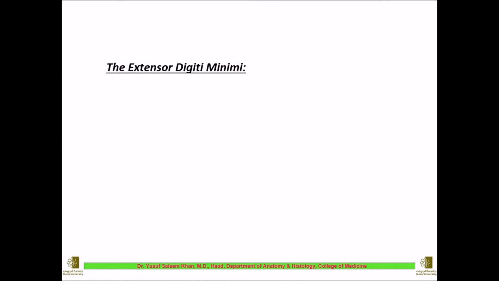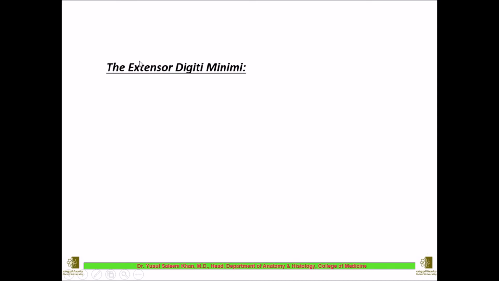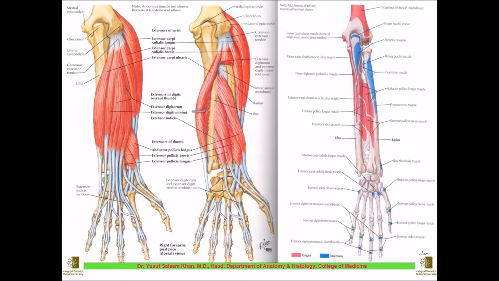Now coming to the smaller muscle, this is called the extensor digiti minimi. As the name indicates, extensor means it is in the extensor compartment. Digiti minimi is the other name for the little finger, because it is inserted to the little finger. If you see here, this is the extensor digiti minimi.